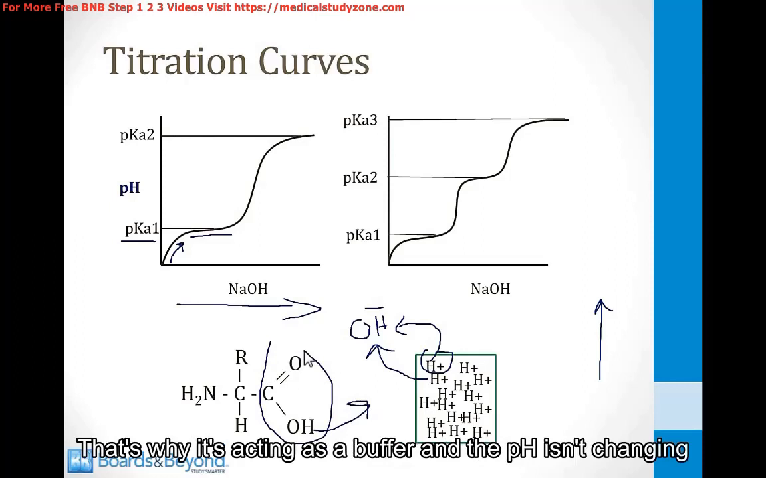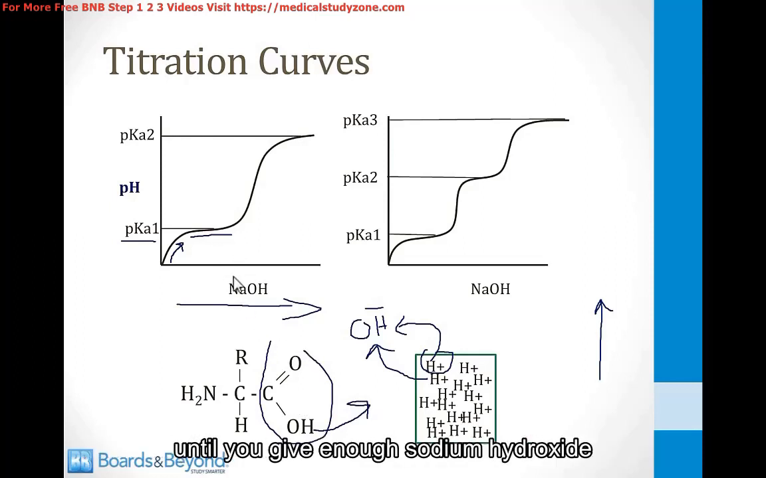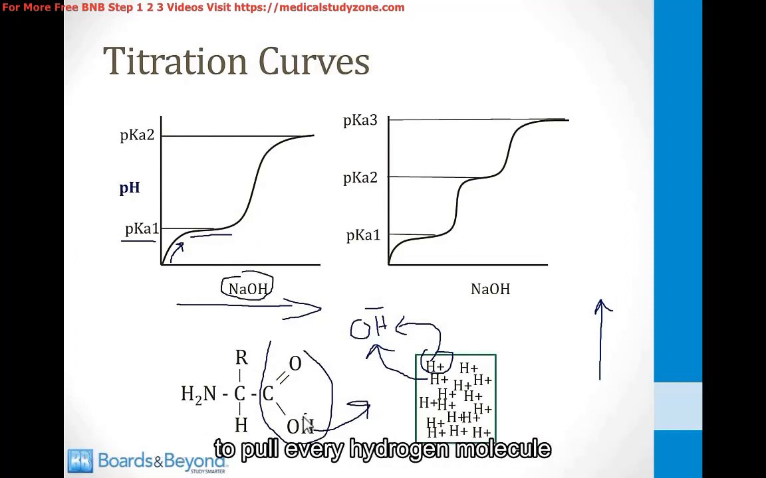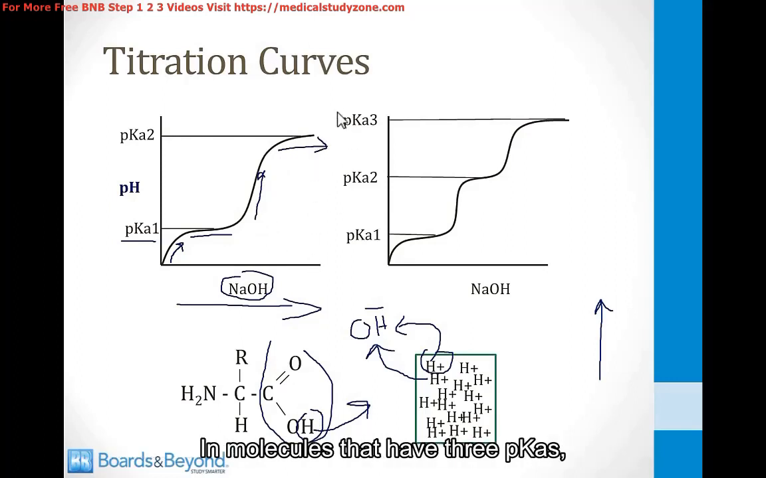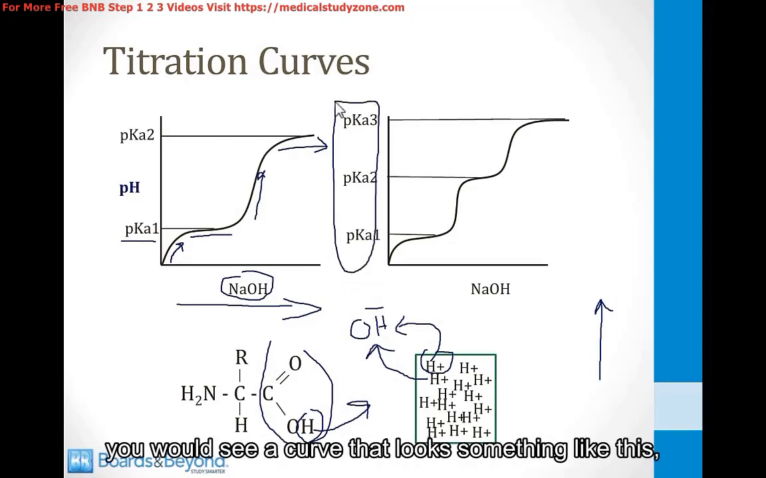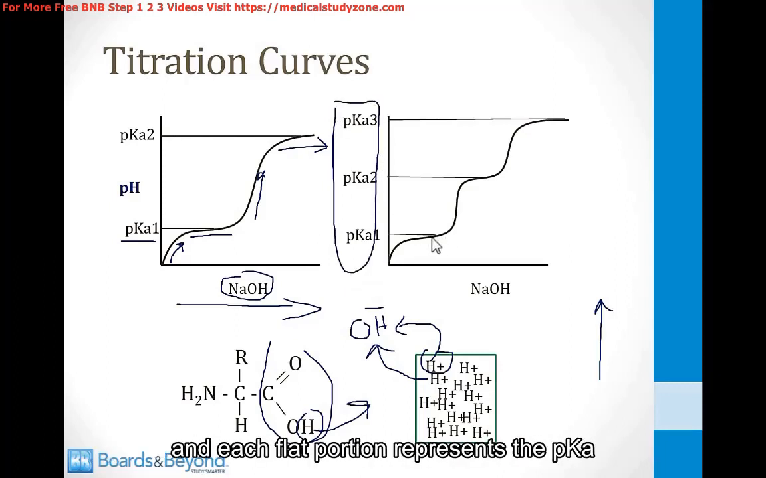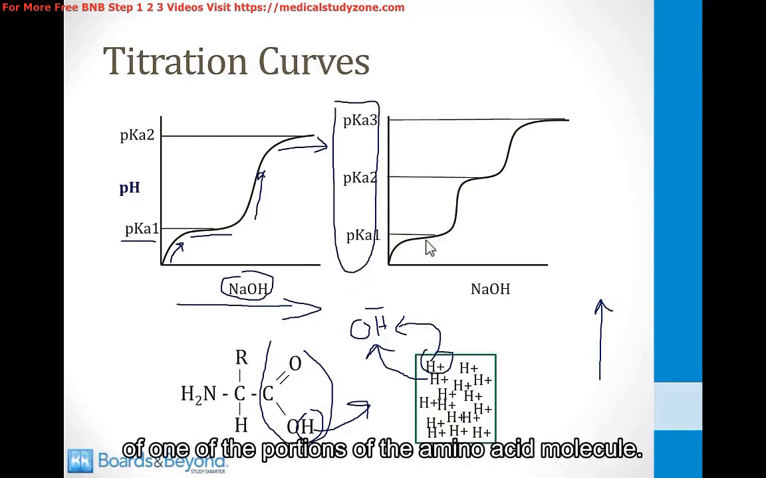That's why it's acting as a buffer, and the pH isn't changing until you give enough sodium hydroxide to pull every hydrogen off of every carboxylic acid group. Then the pH will begin to rise again, and then it flattens out again when you reach the second pKa of the amino group. In molecules that have 3 pKa's, you would see a curve that looks something like this, and each flat portion represents the pKa of one of the portions of the amino acid molecule.